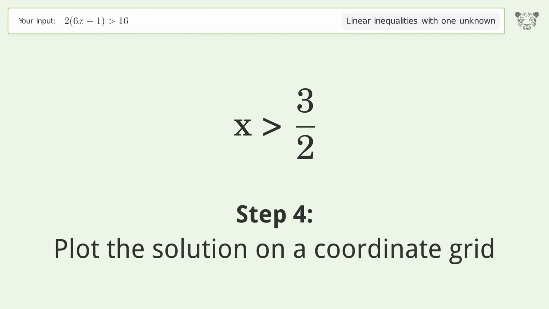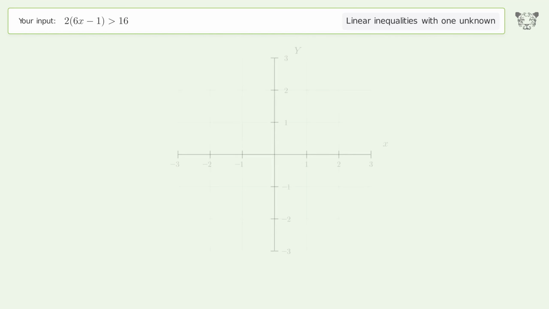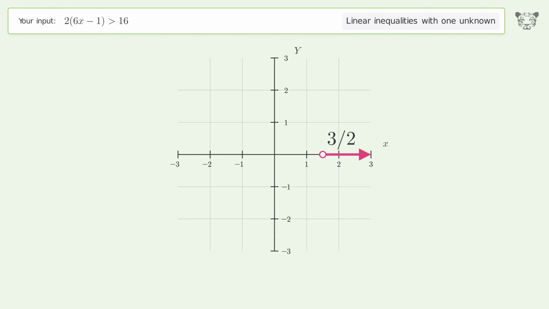Plot the solution on a coordinate grid. And so the final result is x greater than 3 over 2 greater than 11 over 2.